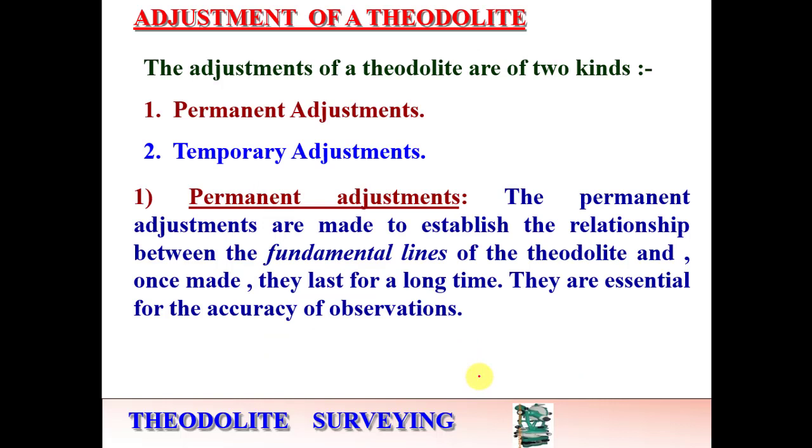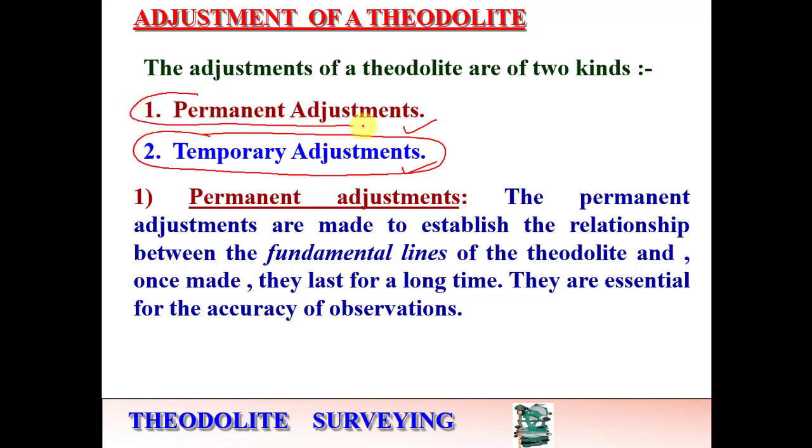Now we are going to discuss some adjustments, and these adjustments are your permanent adjustment and your temporary adjustment. Temporary adjustment is done during the surveying work. Okay, and this is done on the field. But the permanent adjustment is conducted by the company who built the theodolite for use. Okay, so we are going to discuss these permanent adjustments.